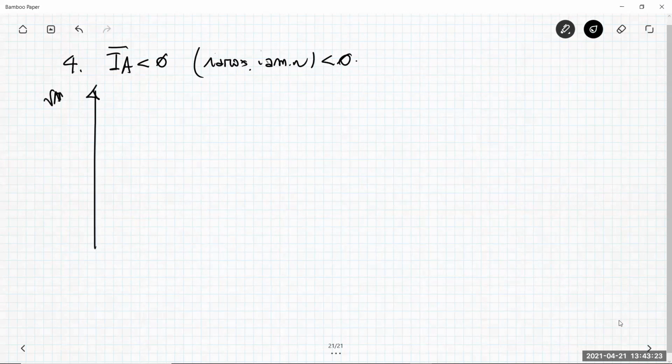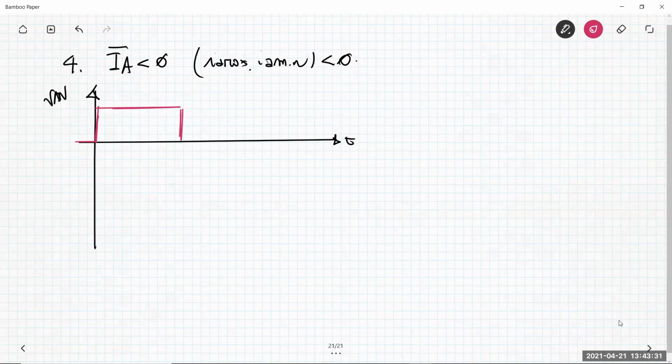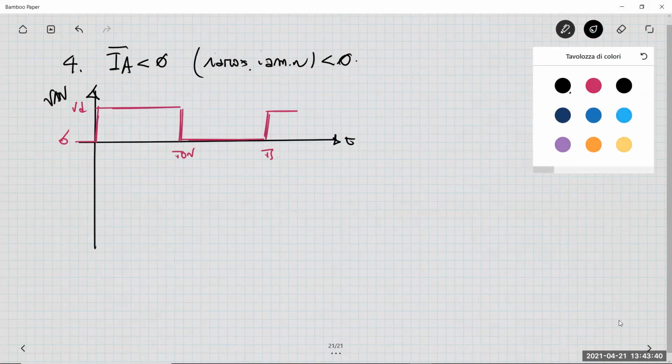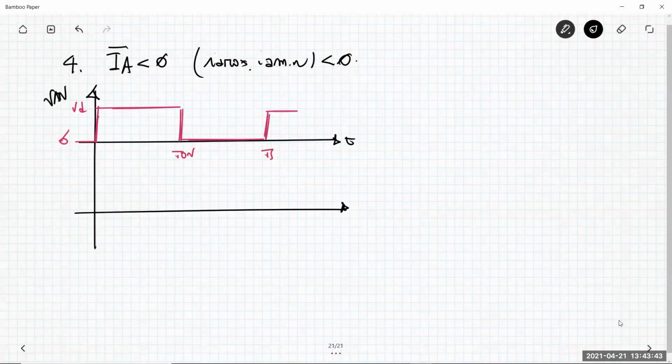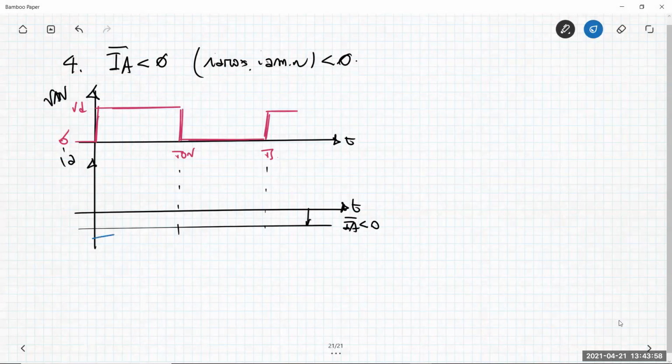So we have VAN, 0, Vd, T on, Ts. The current IA has an average value, which is this one, negative, and also the whole current is negative.